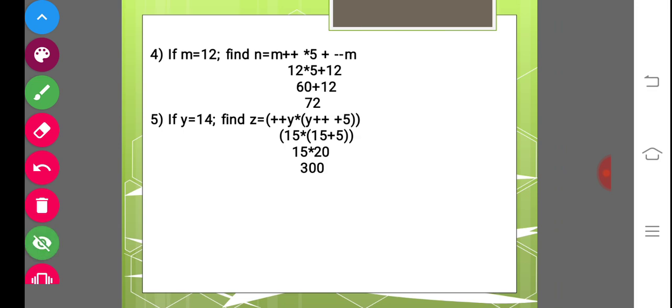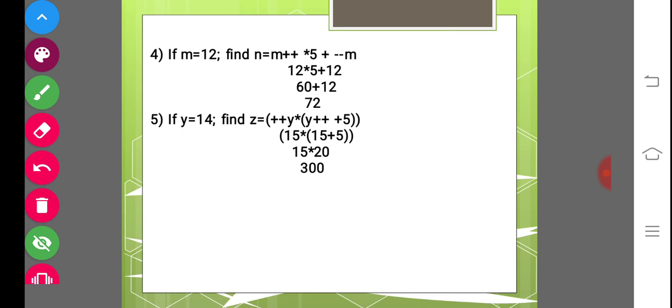In the next example, m equal to 12, find n equal to m++ * 5 + --m. See, again this m++ is what? This is postfix. So after the execution, m becomes 13, but it uses the original value. So which is the original value? 12. 12 multiplied by 5 plus --m. Now what's this --m? This is prefix decrement operator. So after the execution of --m, we cut the 13 and m value now becomes 12. So 12 into 5, 60, plus --m is now 12. 60 plus 12 and the answer comes 72.